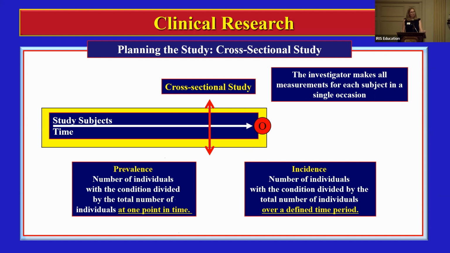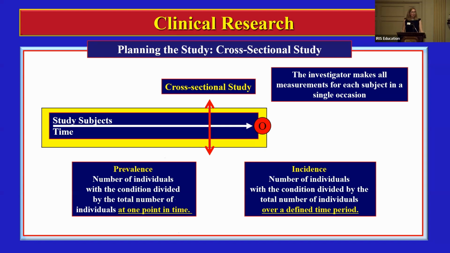So prevalence is the number of individuals with a condition divided by the total number of individuals at one point in time. This is different than incidence, and oftentimes people use these terms interchangeably, but they are in fact not. Incidence is the number of individuals who develop a condition divided by the total number of individuals over a period of time. So with a cross-sectional study, since we only have that snapshot, we're only able to estimate prevalence.